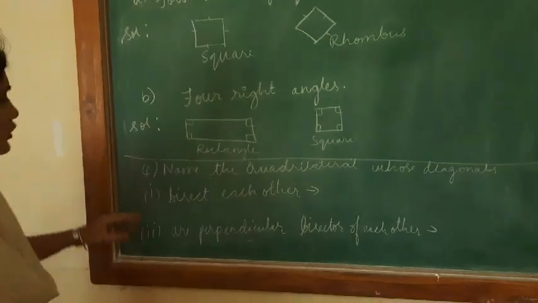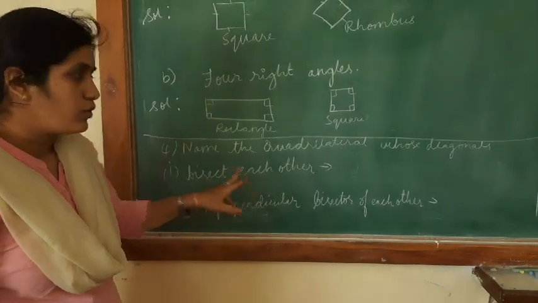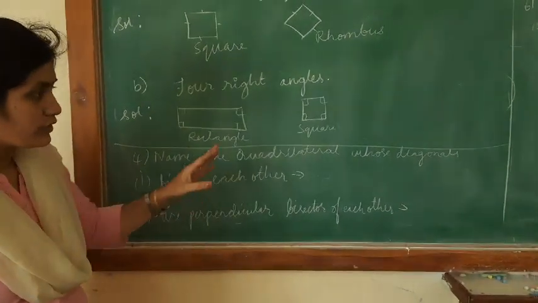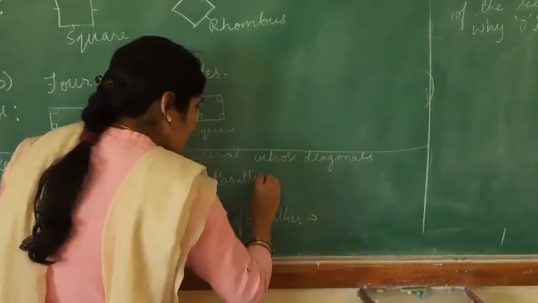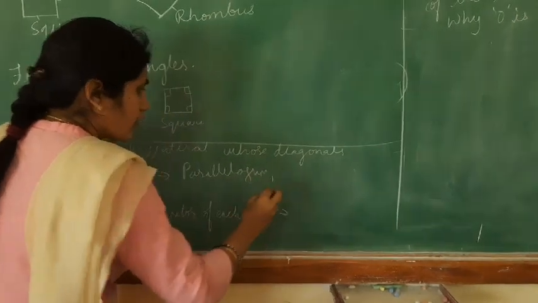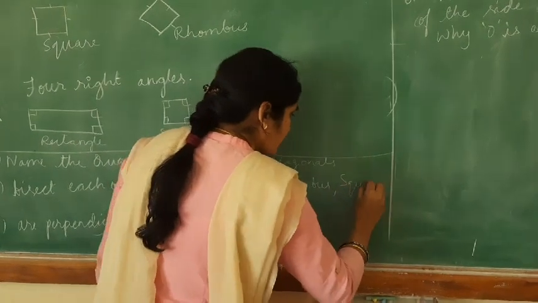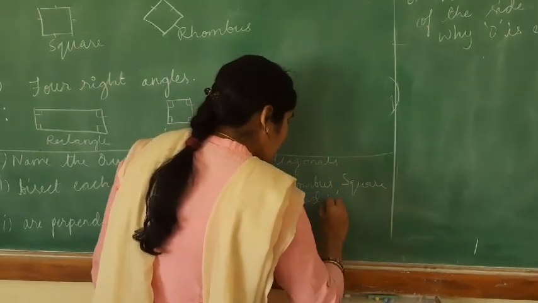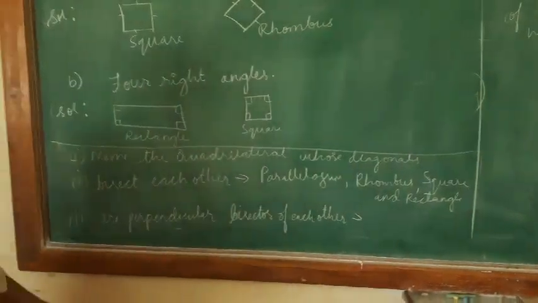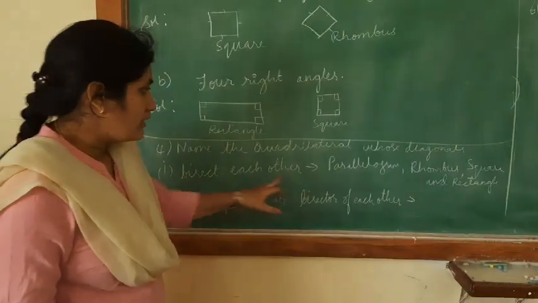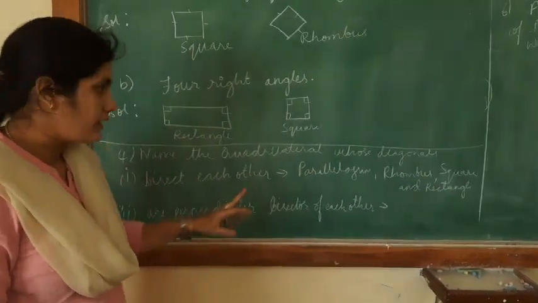Now, in this fourth question, name the quadrilateral whose diagonals bisect each other. In which of the quadrilaterals do the diagonals bisect each other? Parallelogram, rhombus, square and rectangle. In these, one diagonal divides the other diagonal into two equal halves. So, in these quadrilaterals, that is parallelogram, rhombus, square and rectangle, diagonals bisect each other.